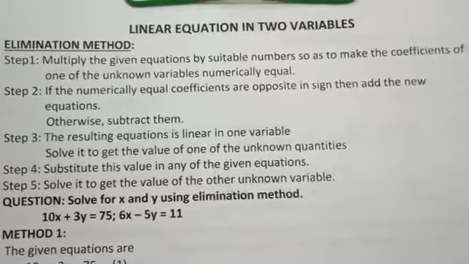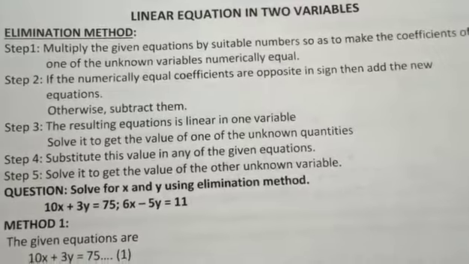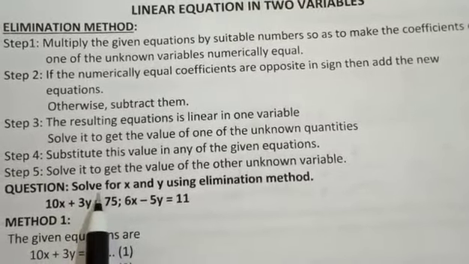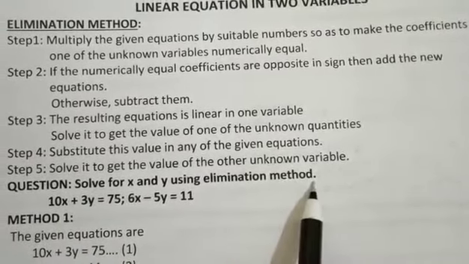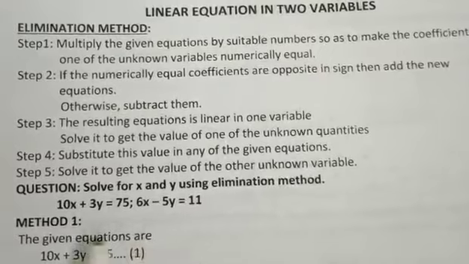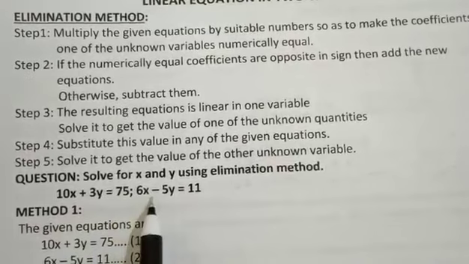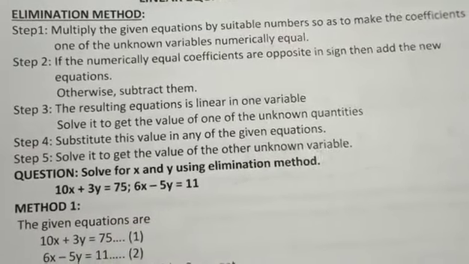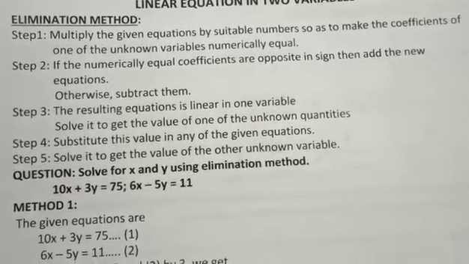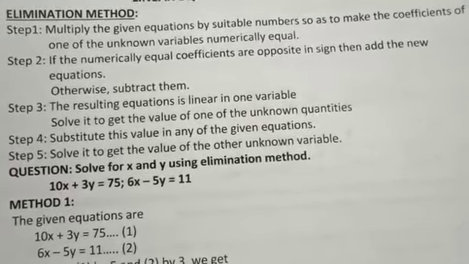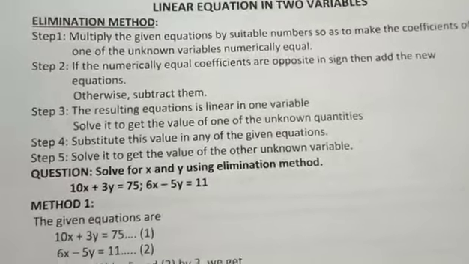Now I'm going to explain these steps with the help of a suitable example. So the question is: solve for x and y using the elimination method, and the equations are 10x plus 3y is equal to 75, 6x minus 5y equal to 11. Now I'm going to explain this question by the method of elimination by two different techniques. So let us take up method number one.